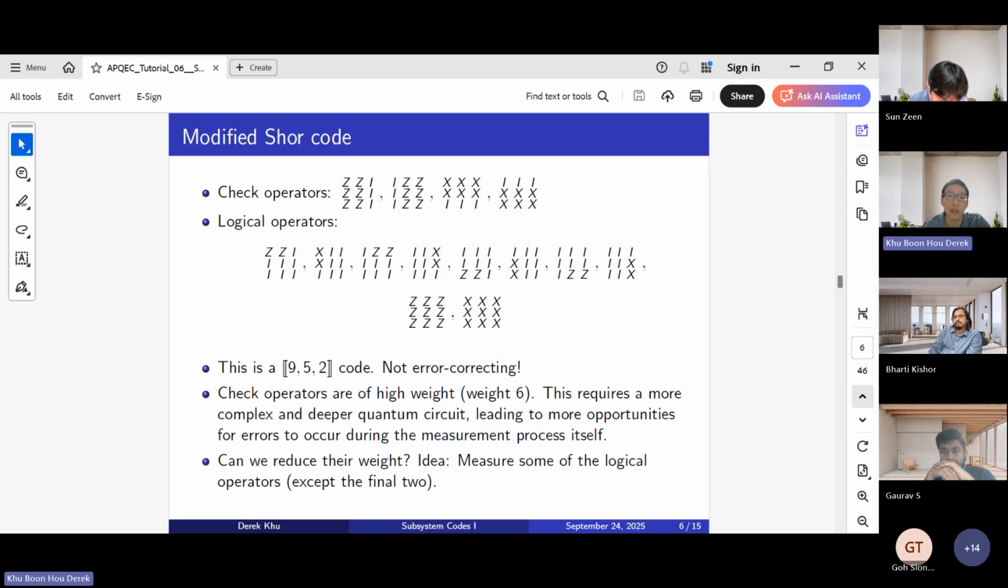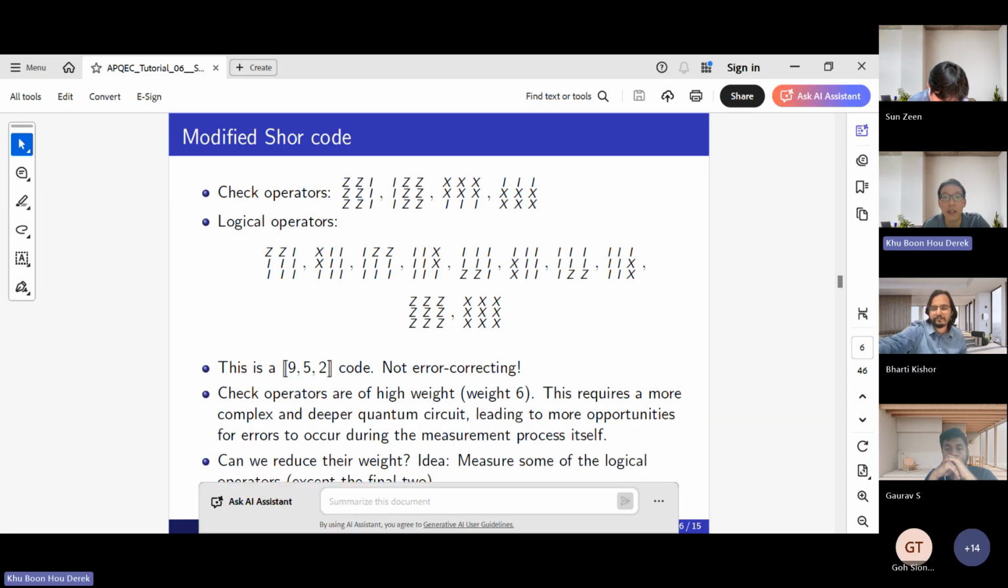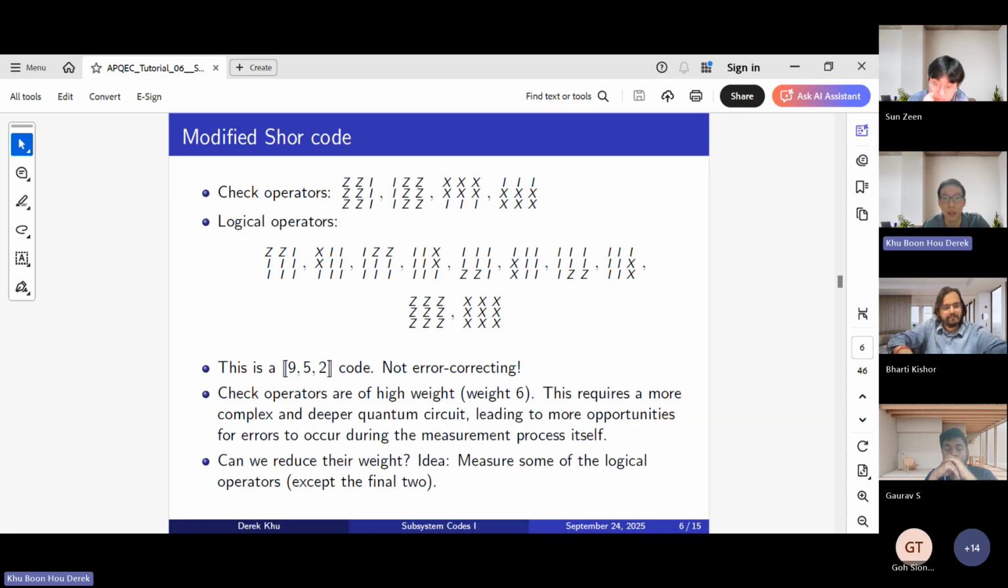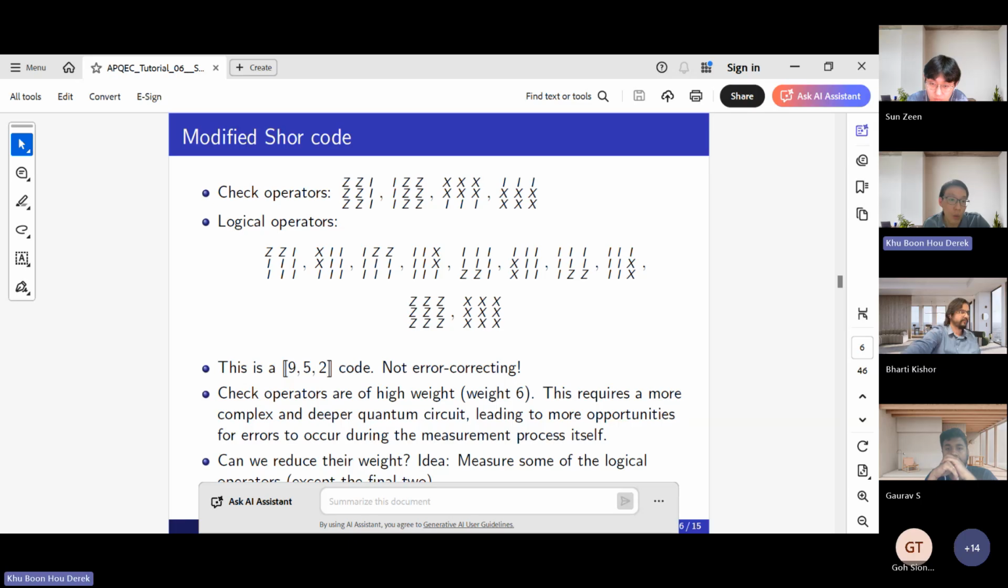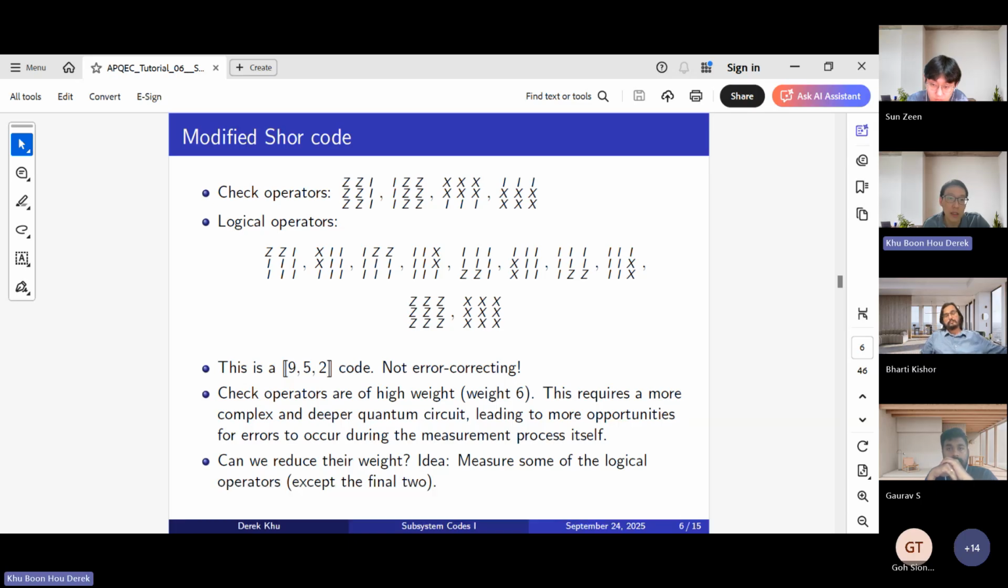And so the question is, can we reduce that weight? The spoiler is yes, we could. And the idea is to measure some of these logical operators. One problem of this code is that the distance is small. So we could instead try to measure these operators, and then leave these as the logical operators. And let's see what we get when we do this.